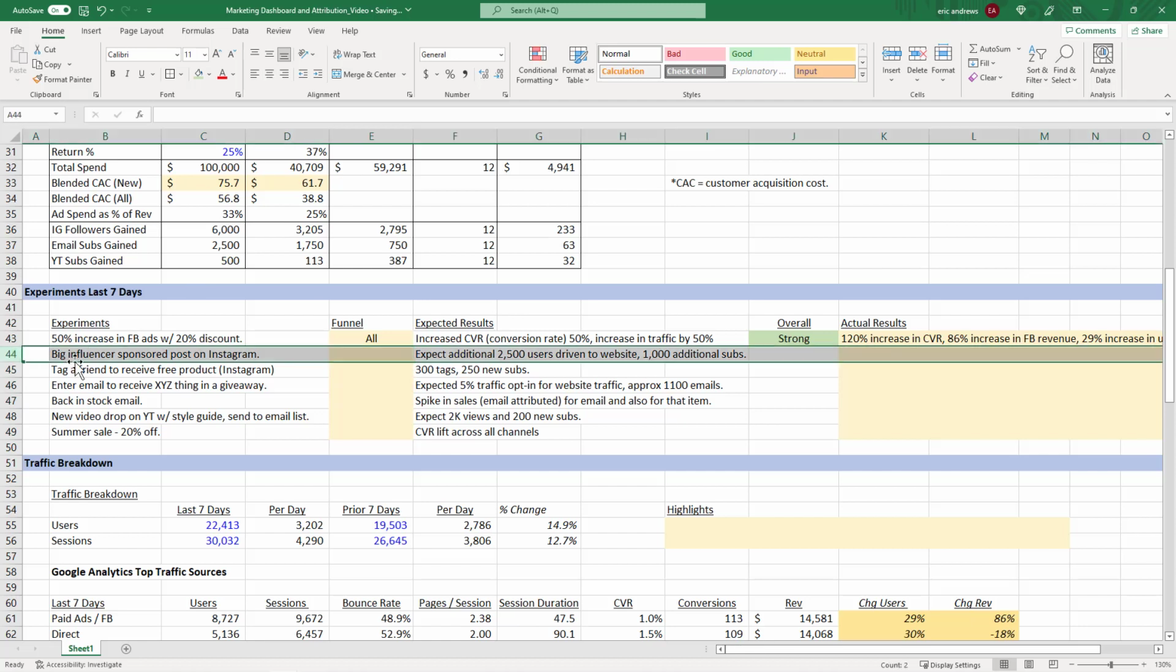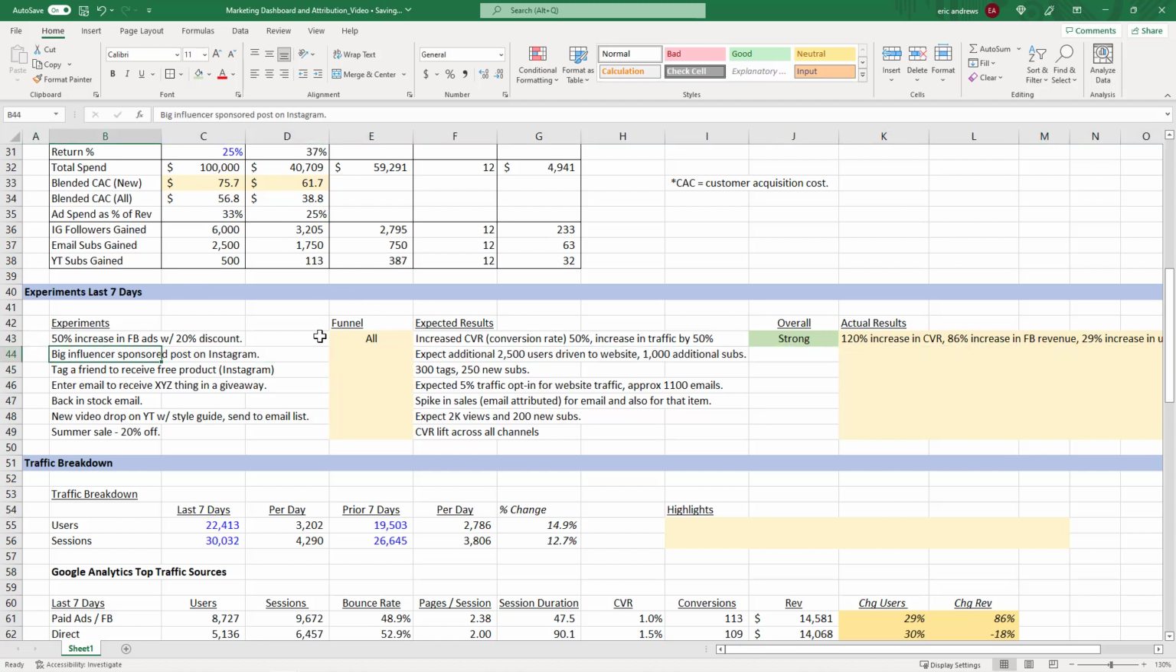So we tried a big influencer sponsored post on Instagram. So we paid an influencer, let's say, some amount of money to promote our product, do an unboxing or wear it, et cetera, et cetera. And so this is really kind of a top of funnel activity. We're trying to get new people to know who our brand is and to start following us. So we expect an additional 2,500 users driven to the website and an additional 1,000 subs.